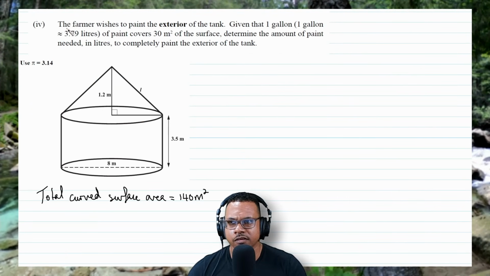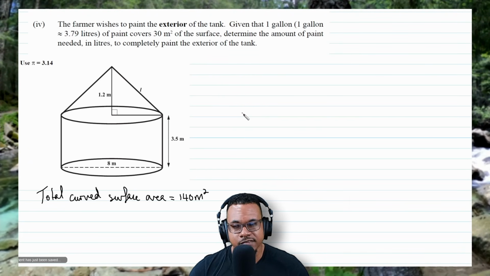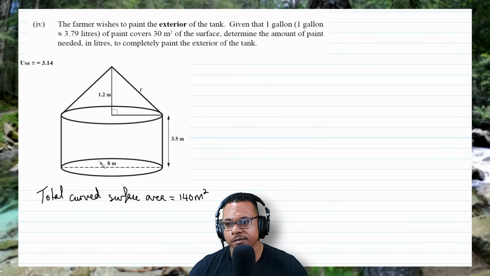So for part 4, the farmer wishes to paint the exterior of the tank. Now, given that 1 gallon is 3.79 liters, and that 1 gallon of paint covers 30 meters squared of surface area, determine the amount of paint needed in liters to completely paint the exterior of the tank. Now, we're going to assume that the farmer is not going to lift up the tank to paint the base of the tank. All right, so it's just the curved surface area he's going to paint.